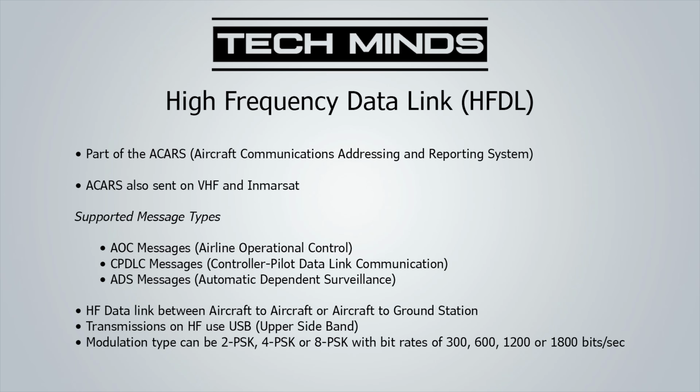These HFDL transmissions are always found on upper sideband. The modulation types can be 2, 4 or 8 PSK, with variable bit rates consisting of either 300, 600, 1200 or 1800 bits per second. Now the frequencies that are used can vary depending on the time of day and location.